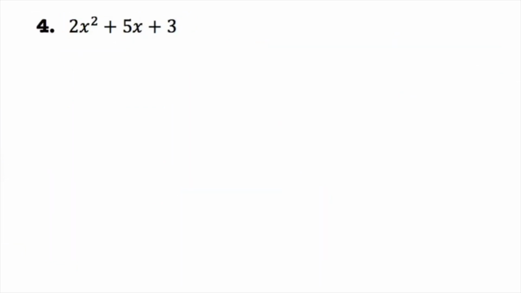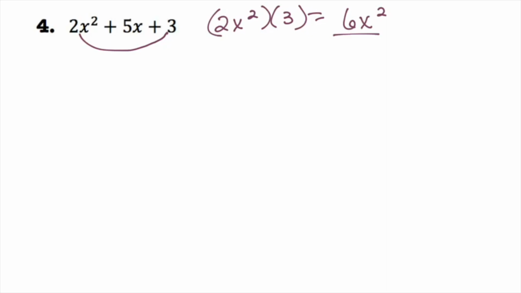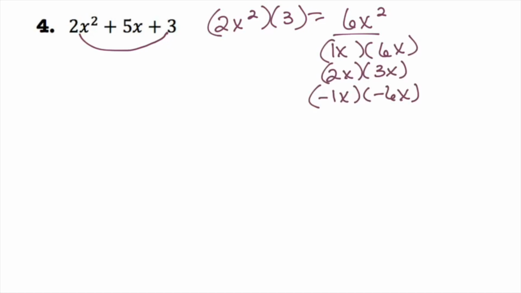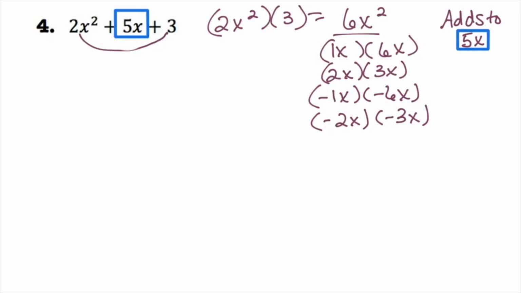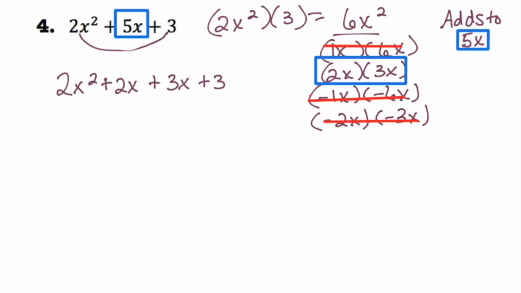All right, number 4, a times c, so 2x squared times 3 would be 6x squared. Find everything that multiplies to be 6x squared. So we've got 1 and 6, 2 and 3, negative 1 and negative 6, and negative 2 and negative 3. And which out of those 4 choices would also add to be 5x? Well, 1x plus 6x is 7x. So that's not it. 2x plus 3x is 5x, so that must be it. So the other 2 are not it.